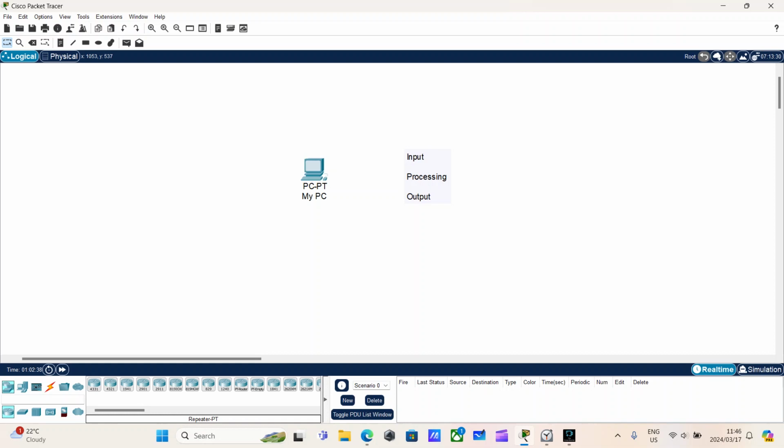And finally, output. Your computer must have the ability to output data to some output stream. Usually the monitor, but it could also be writing data to a file.